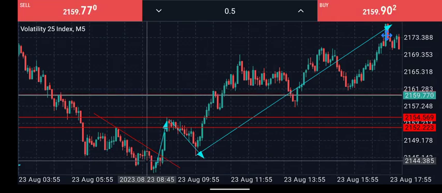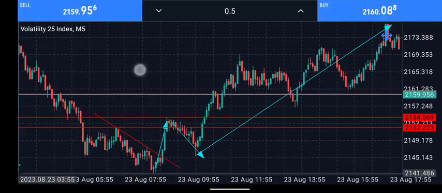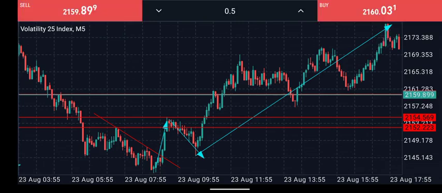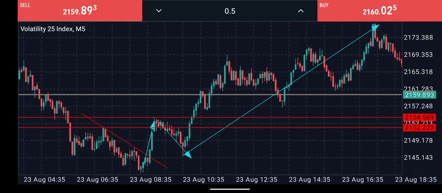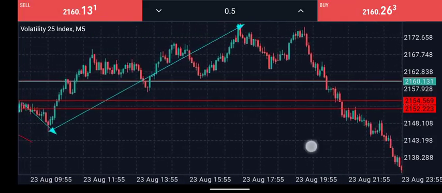You see now it has already done what it wants to do. I'm just trading a small pullback. You can see it. It's as easy as that. So this is the market for you.